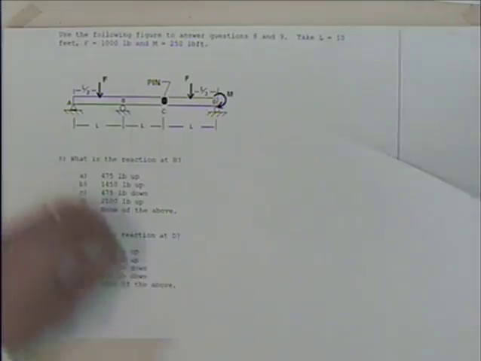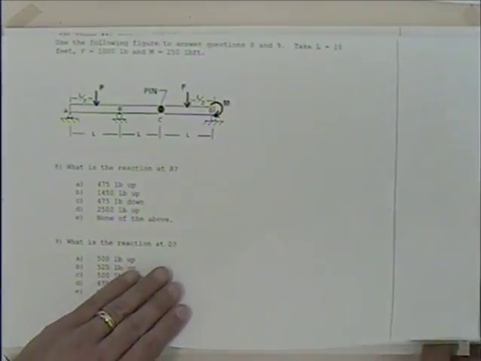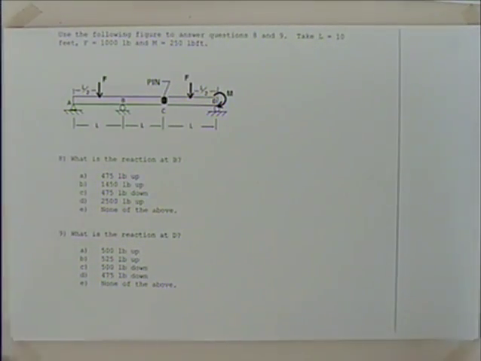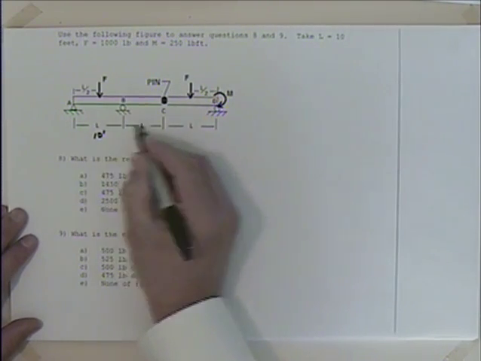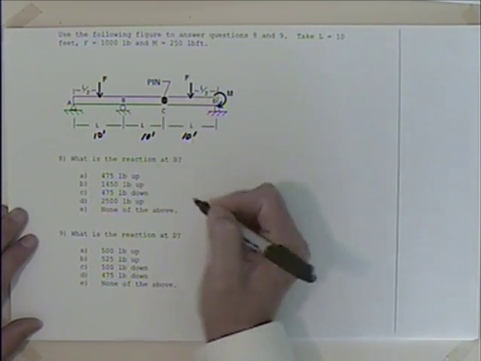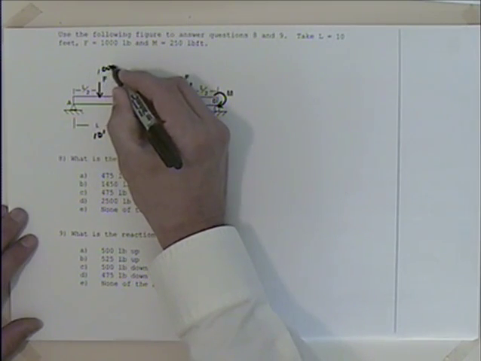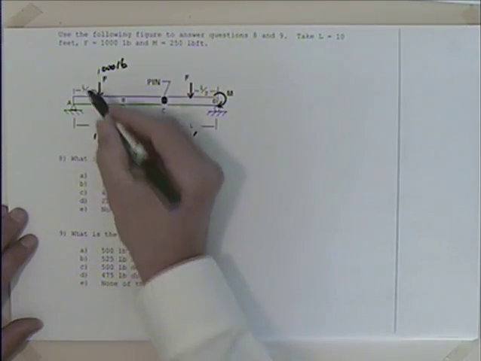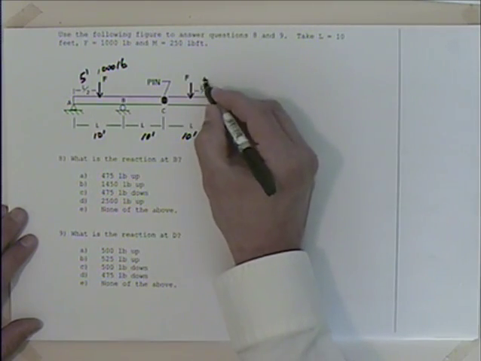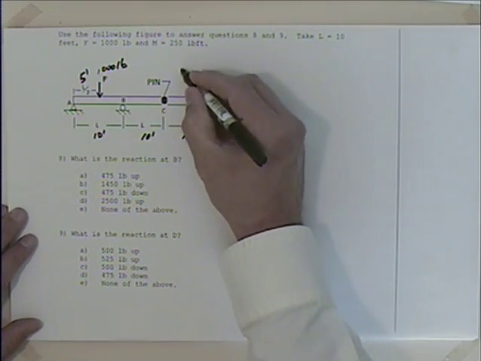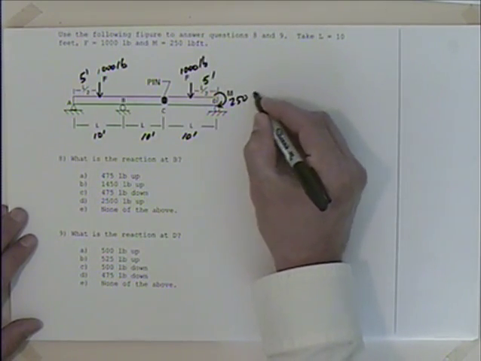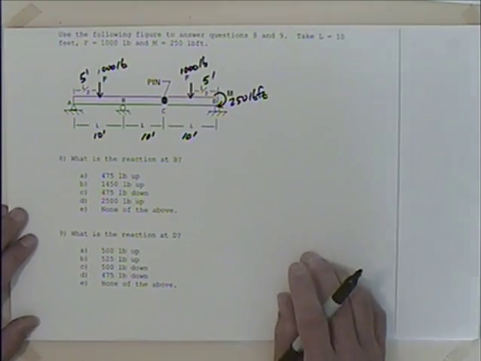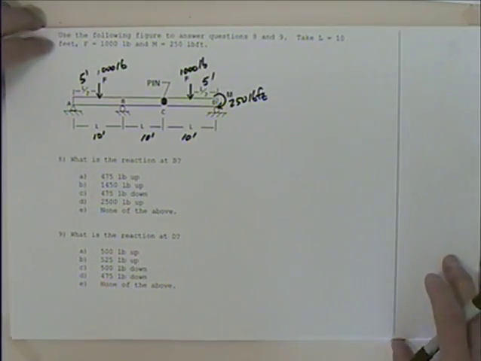Well, speaking of machines, let's go to this last one. No, I guess it's not the last one. Close to the last one. So we have a problem here. We've got a pin connection. We're told that this is 10 feet, this is 10 feet, this is 10 feet, and F is 1,000 pounds. See, if L is 10, this is 5 feet, this is 5 feet, this is 1,000 pounds, and the moment is 250 pound-feet. So how do you do a problem like this?